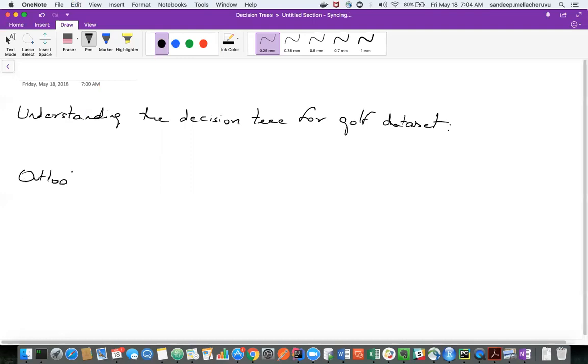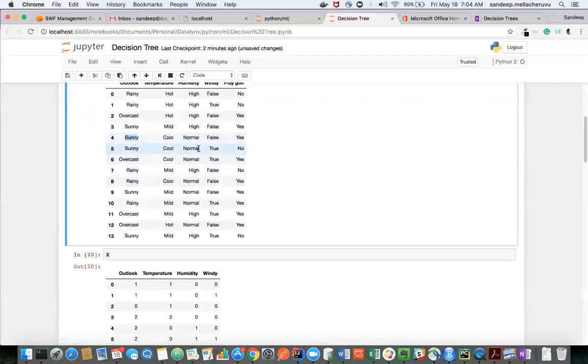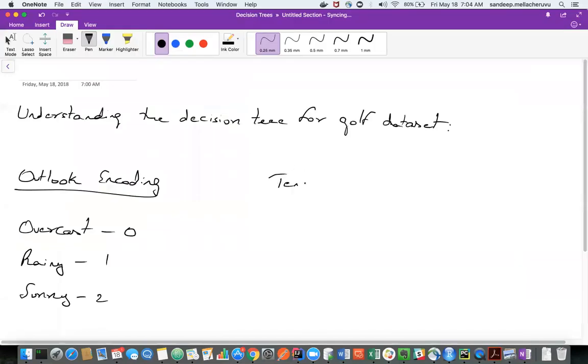Outlook encoding. Overcast is 0, rainy is 1, and sunny is 2. That is about the outlook. That's how we encode it. Then what about the temperature? Temperature encoding.